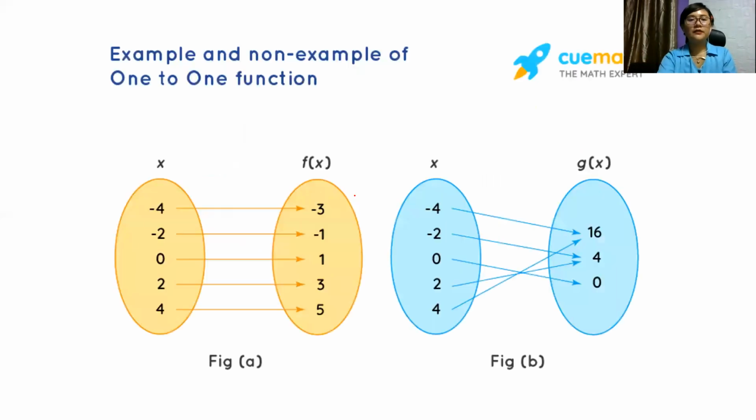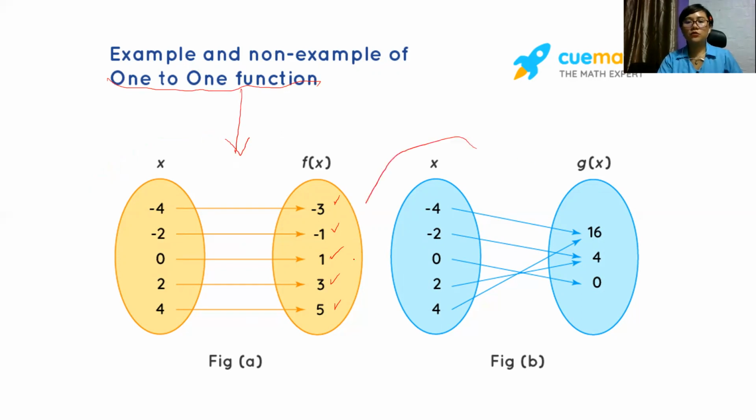For example, if we will have this in diagram form, let's check first the first figure. So we have here the diagram, -4 paired with -3, and -2 paired with -1, 0 paired with 1, 2 paired with 3, 4 paired with 5. So this is an example of one-to-one function.